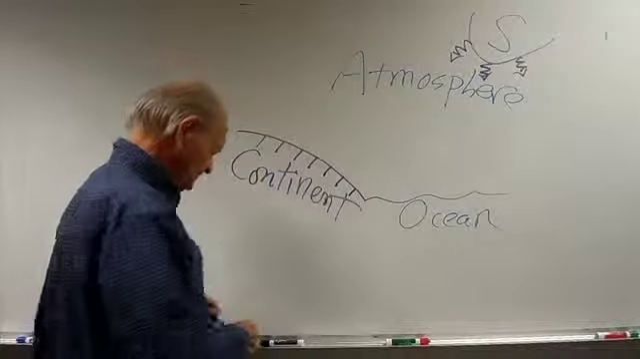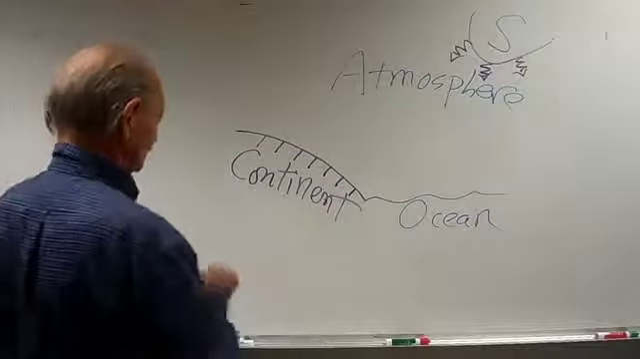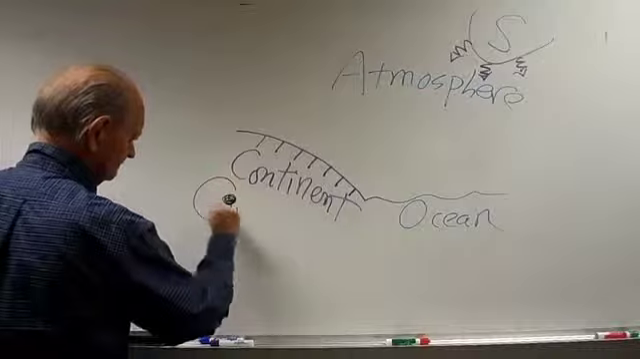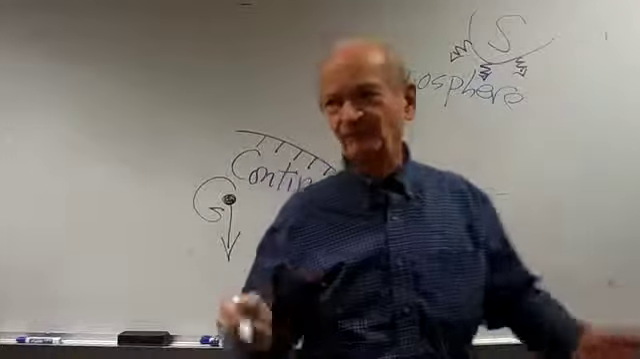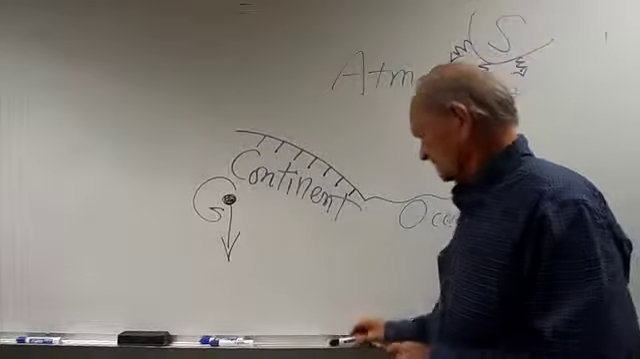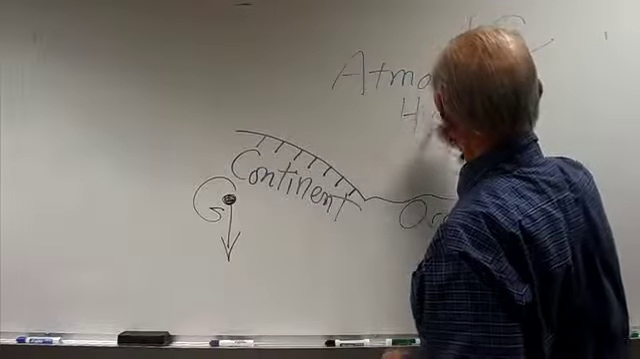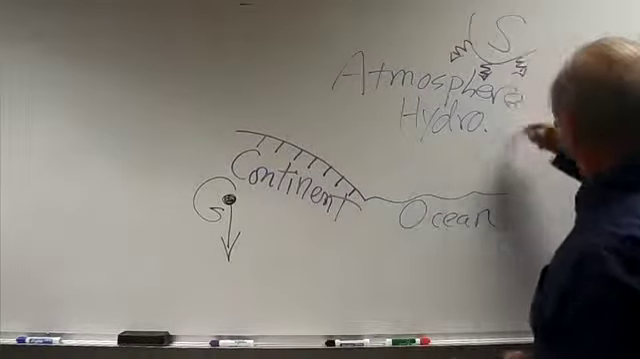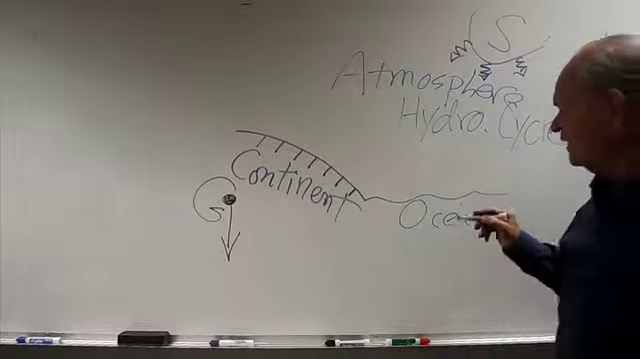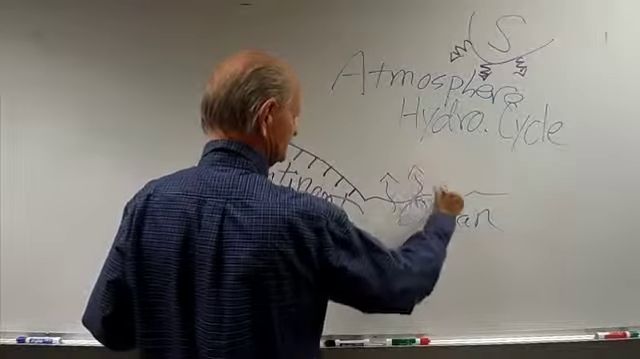Well, fortunately, we have something else. We have gravity, which pulls it back to the Earth. So let me just put here, pulling down, the big G, gravity. Remember, we're going to be talking about gravity a lot in this course. Well, the hydrologic cycle involves the water coming out of the ocean by evaporation.